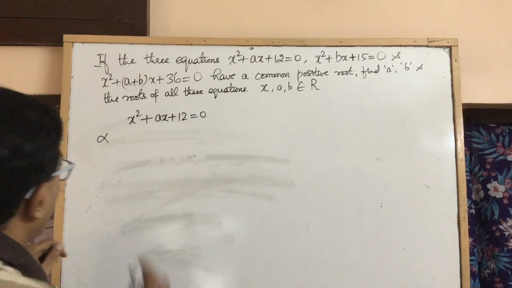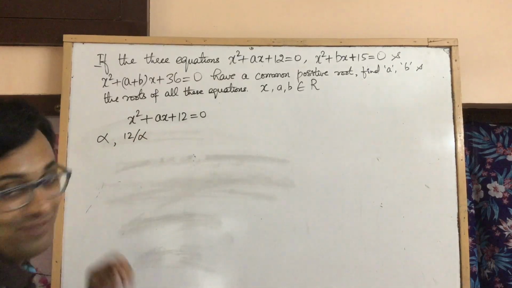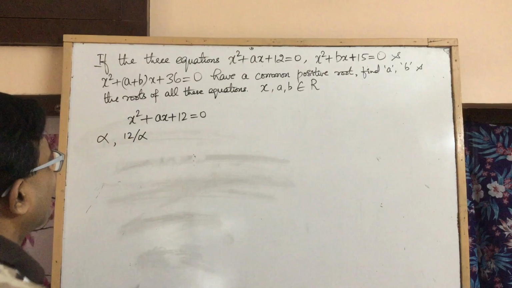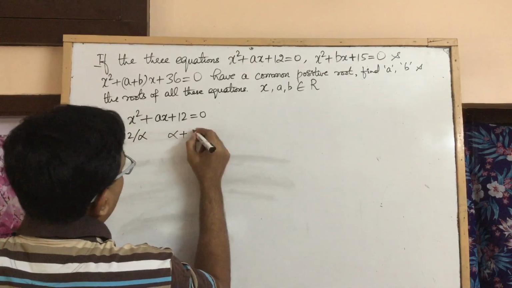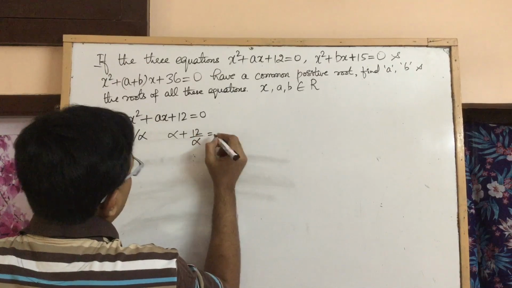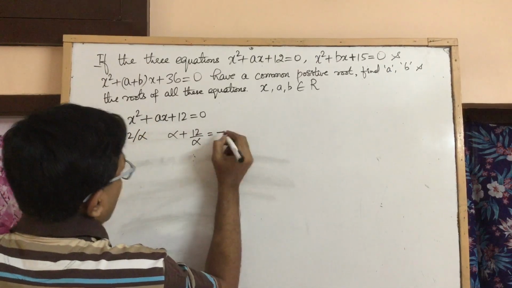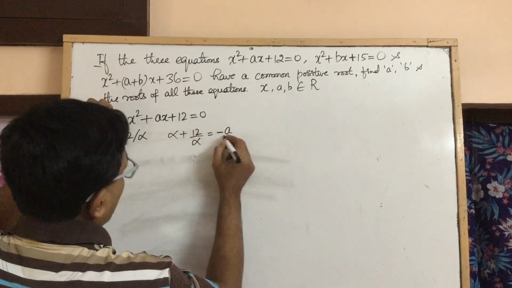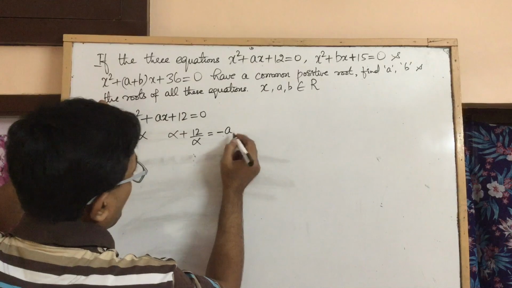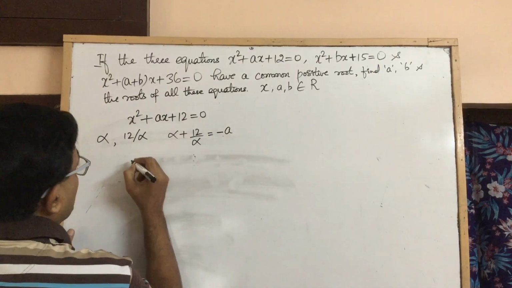So if alpha were one root, the other root would be 12 divided by alpha. And the sum of these 2 roots would be alpha plus 12 divided by alpha. That should be equal to the negative of the coefficient of x divided by the coefficient of x squared. So minus a by 1, which is minus a. Let's look at the next equation.